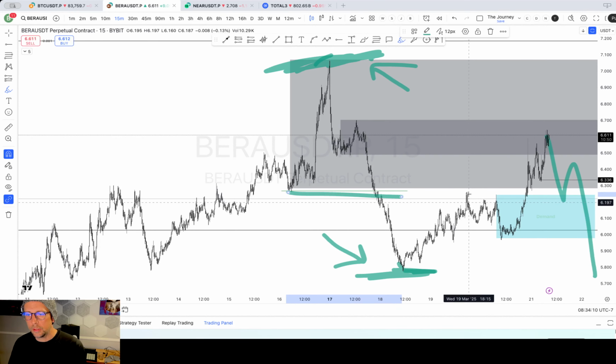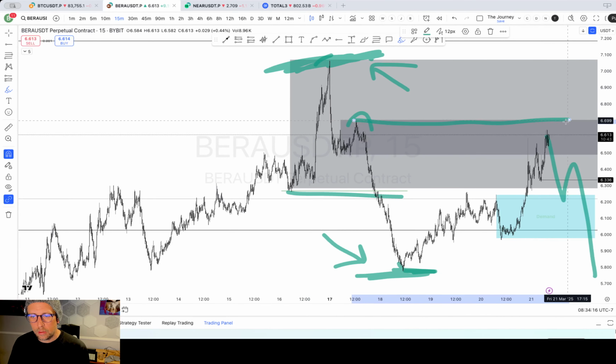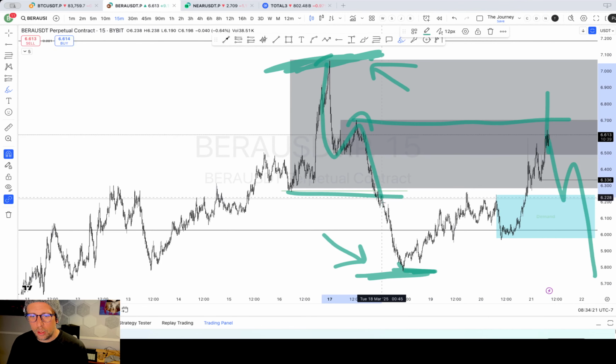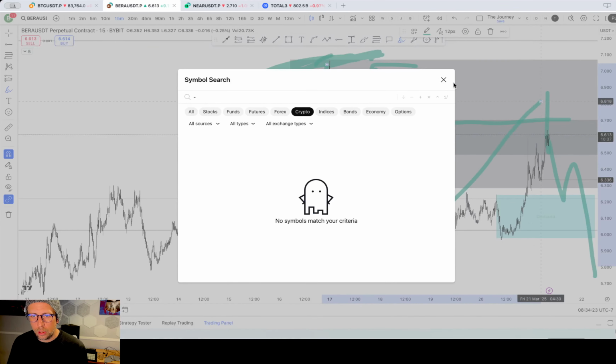That's what my gut tells me. Now, if you can initiate above this, then you have broken that downward structure.